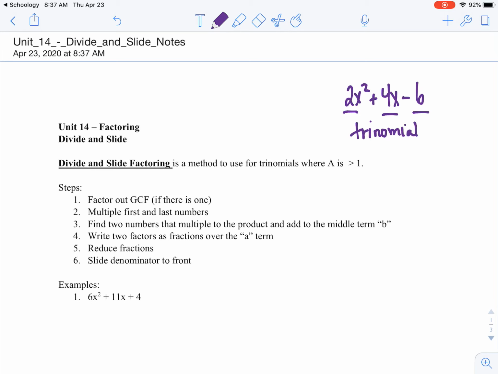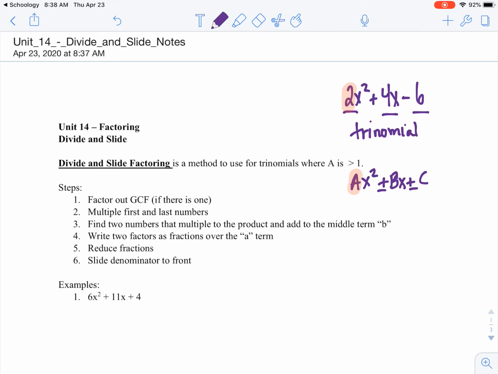So we are going to work on factoring, and divide and slide factoring is a method we use when the a value is not 1, it's greater than 1. So if we have ax squared plus bx plus c, I suppose those should be plus or minus, we are looking for this a value here to be greater than 1. Then we can use this method.